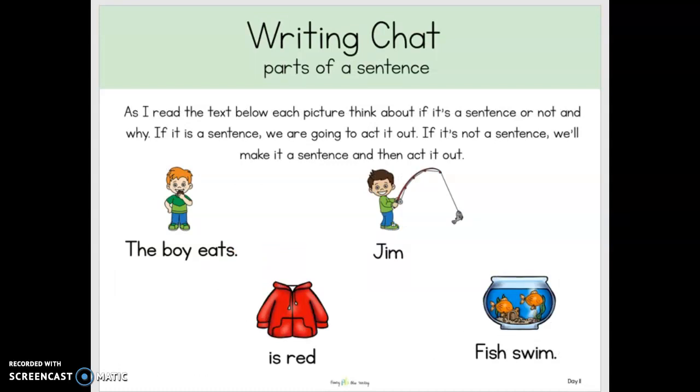As I read the text below, let's picture or think about if it's a whole sentence or not. If it's a sentence, we're going to circle it. So here's, the boy eats. Well, is that a whole idea? Do we have a subject that it's about? Yes, we have a boy. So the boy is our subject. Is it telling us what he does? Yes, the boy eats. I see a capital letter. You can make your C with your hand and a period at the end. Make your fist. Good.